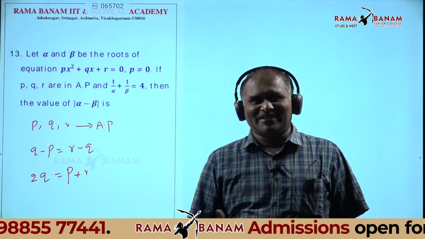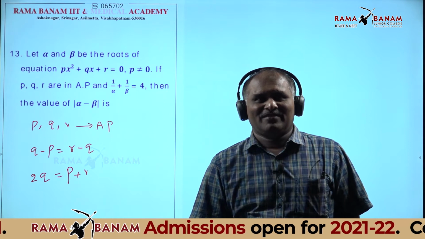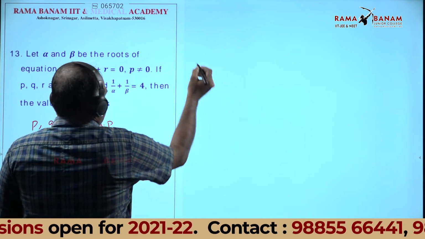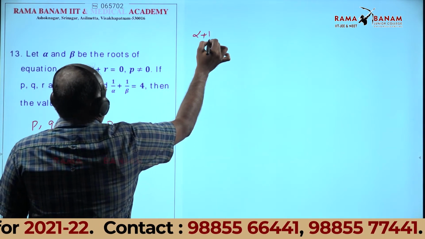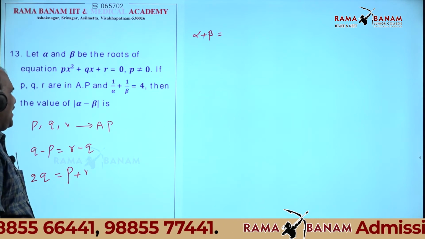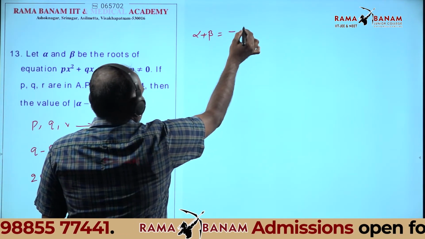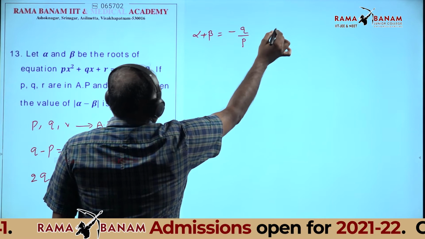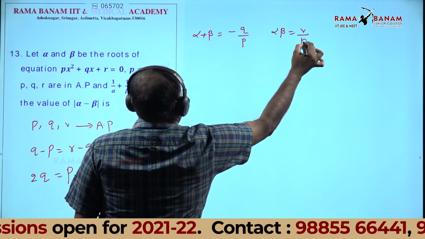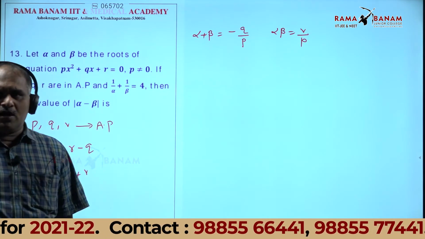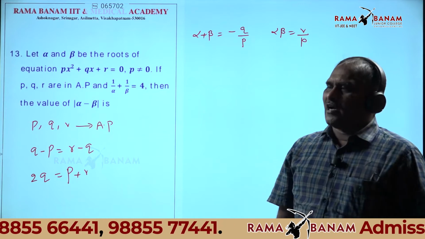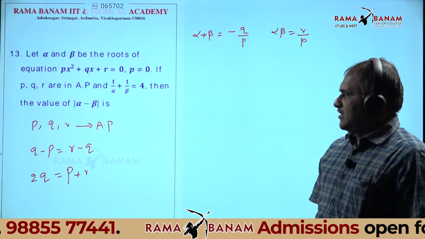Alpha plus beta is equal to, what is the formula? Minus b by a. Very good. Here listen, alpha plus beta is equal to minus b by a, that is called minus q by p. Alpha into beta is equal to r by p, because ABC in place of PQR are given. That's why I wrote it like this.